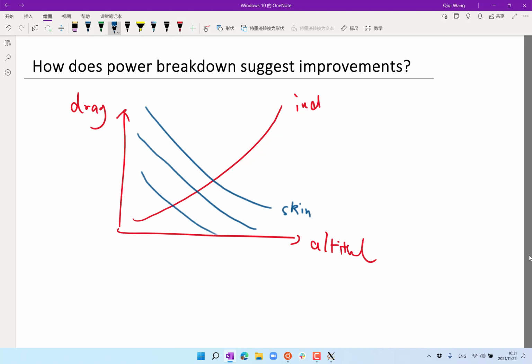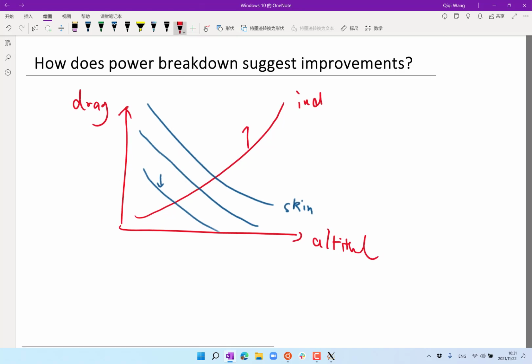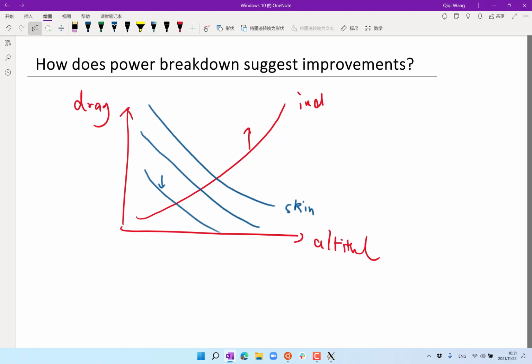And the weight, again, essentially, if you shift the skin friction down by decreasing the chord, the induced drag is going to increase, right? Because the weight is increased. Induced drag is proportional to the square of the weight. So that's one trade-off.